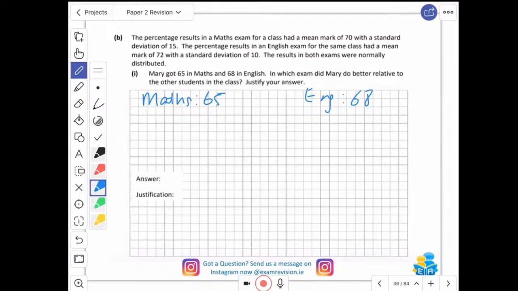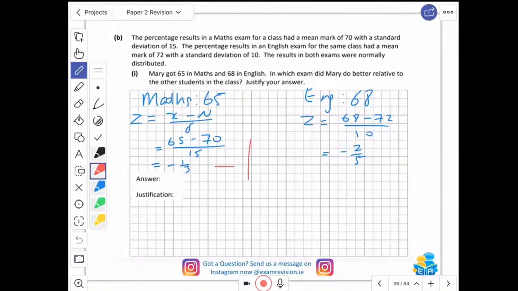So I'm doing the maths one first. So z is equal to, remember, x minus mu over sigma. So it's 65 minus the mean for maths, which is 70, over the standard deviation, which is 15. So that's going to give me minus a third. And then I'm going to do the same for English. So it's going to be 68 minus 72 all over 10. And that gives me minus 2/5. Now, at this stage, what I know probably a lot of students would have done in this exam was they might have gone and drawn this for themselves. So minus 1/3.